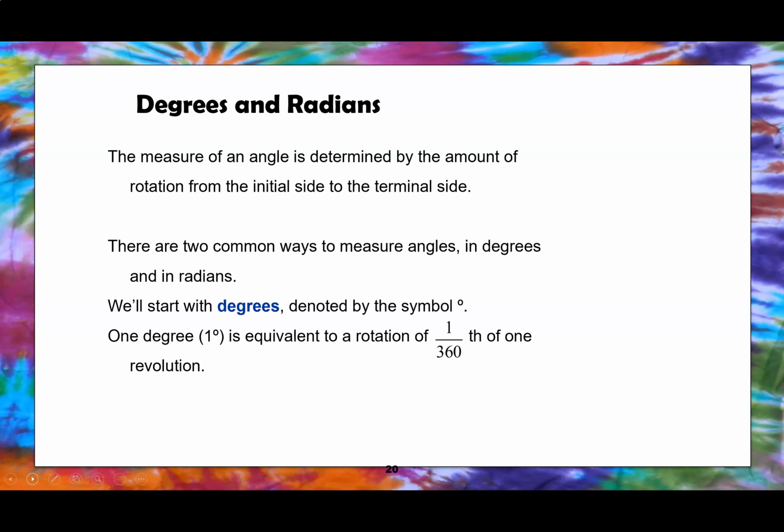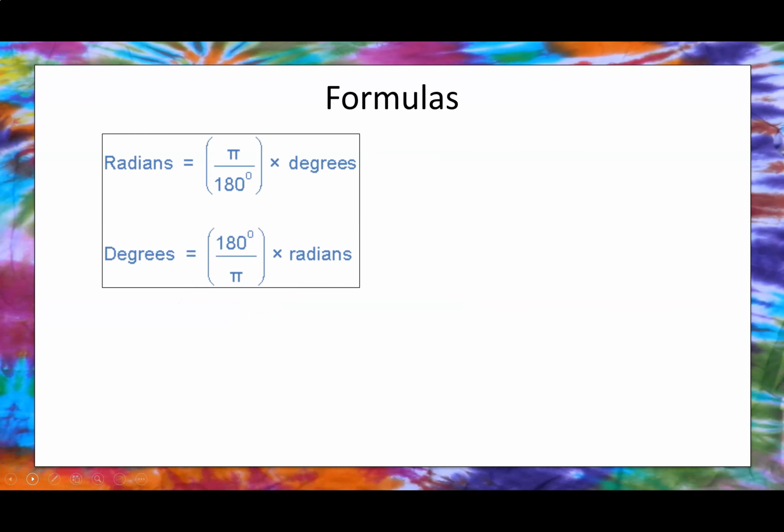The measure of an angle is determined by the amount of rotation from the initial side to the terminal side. There are two common ways to measure angles, the first being degrees and the second being radians. Let's start with degrees, which is denoted by the degree symbol. And remember, 1 degree is equivalent to a rotation of 1/360th of 1 revolution. Here are the formulas. Maybe pause this video right now and get them down, please.